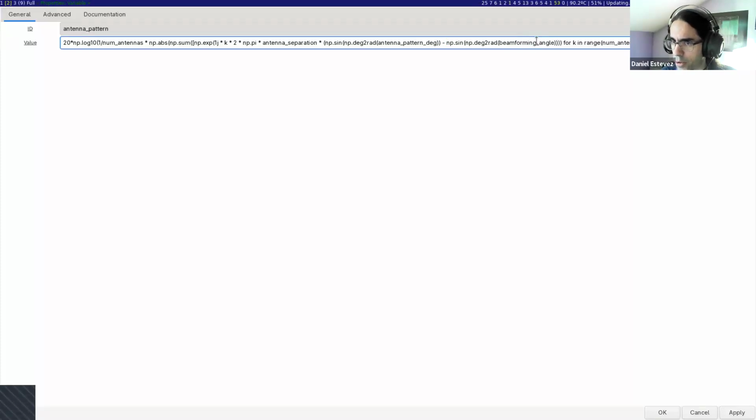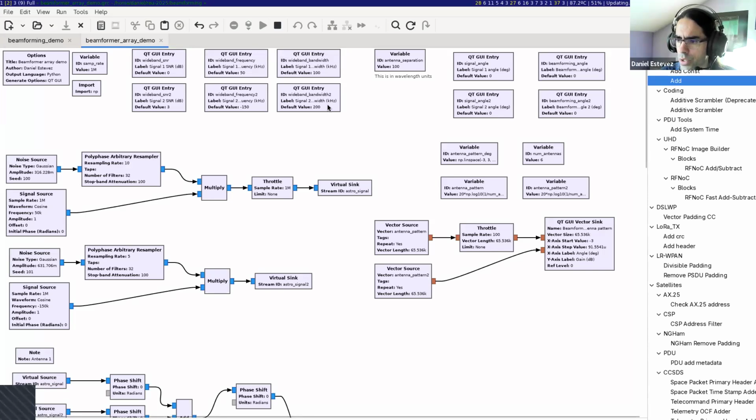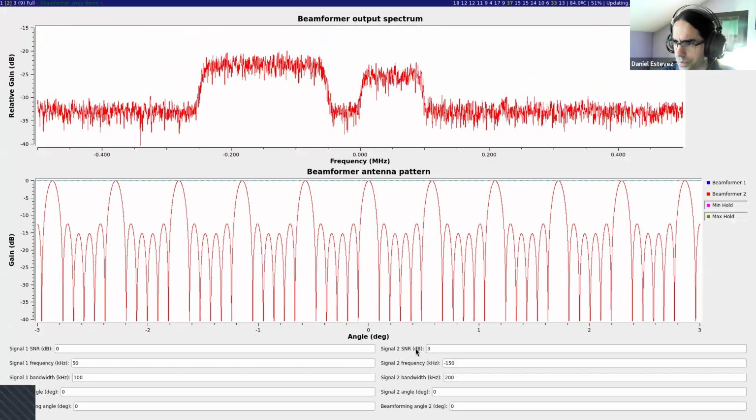minus the sine of my beamforming angle. And then I have the complex exponential, and I'm summing everything because that is what the beamformer does. And then I'm taking the absolute value and converting it to decibels. And I'm normalizing by the number of antennas because I want to have 0 dBs in the beamformer direction. So this formula is basically the calculation that the beamformer is doing, and this is how we can compute the beamformer antenna pattern. So let's see how that looks like.